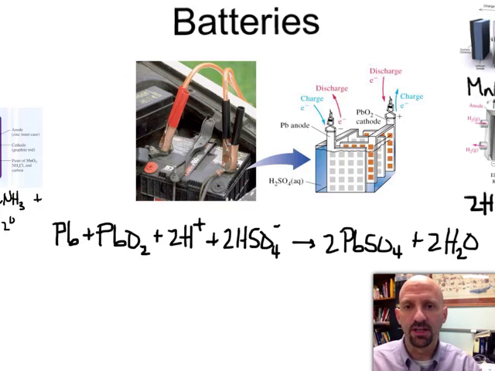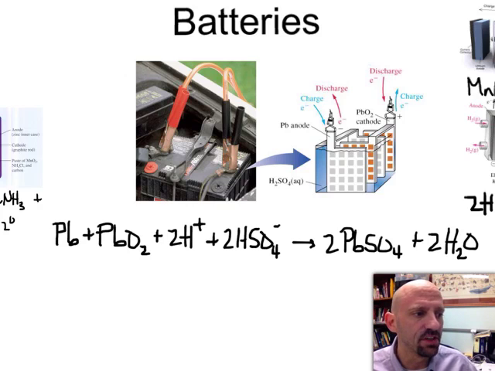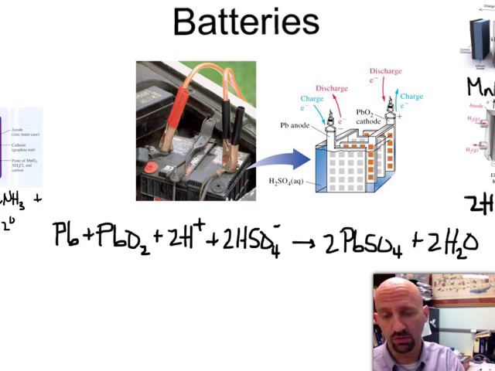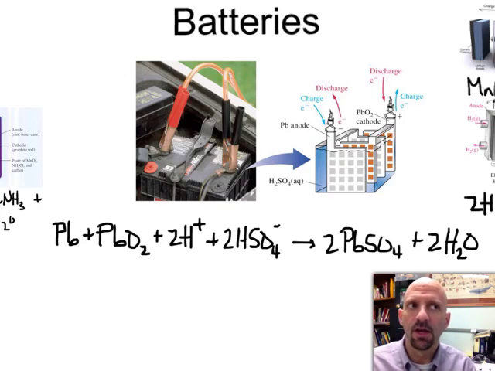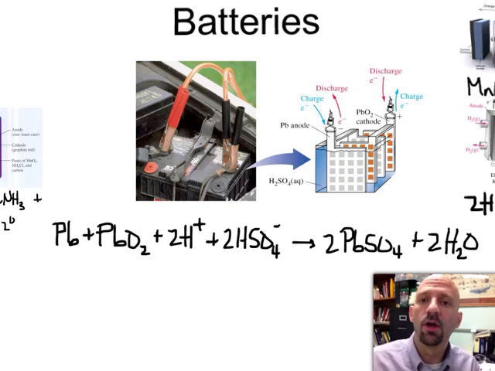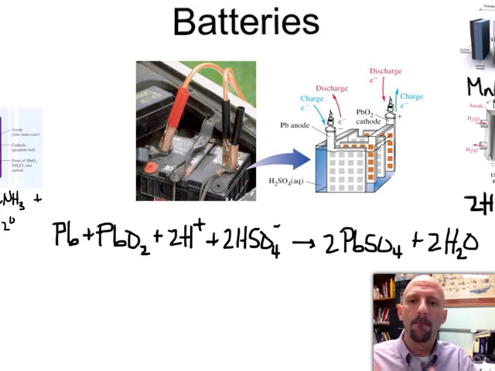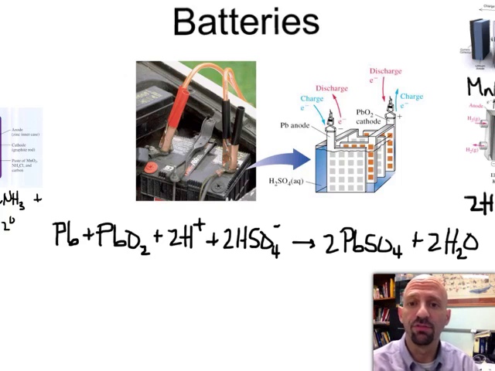This overall redox reaction that I'm showing actually has a cell potential of about 2 volts. Now, do you know what the voltage of a car battery is? It turns out that a car battery is about 12 volts. So how do we get 12 volts out of 2 volts? Well, the schematic here is beginning to show it. You connect multiple galvanic cells in series so that the voltages add up. So you get 2 times 6 for 12 volts.